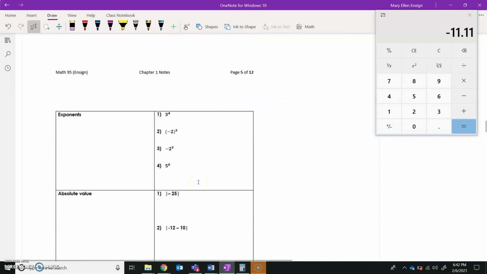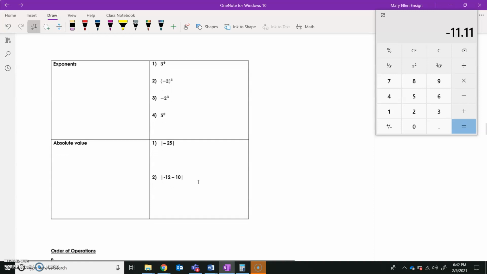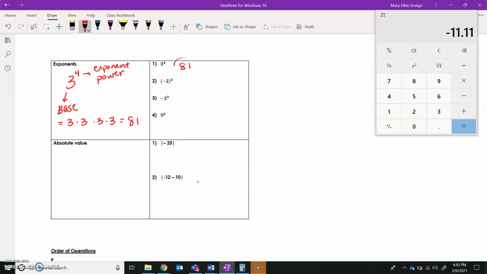Okay, and then exponents are kind of the opposite of roots, right? So this is saying, here's my exponential expression. This is what I call the base, and this is what we call the exponent or the power. And so we have the base, the number of times of the exponent, right? So it multiplies by itself. So in this case, it's going to be 3 times 3 times 3 times 3. Now this is not 12, it's not 3 times 4. 3 times 3 is 9, 9 times 3 is 27, 27 times 3 is 81.